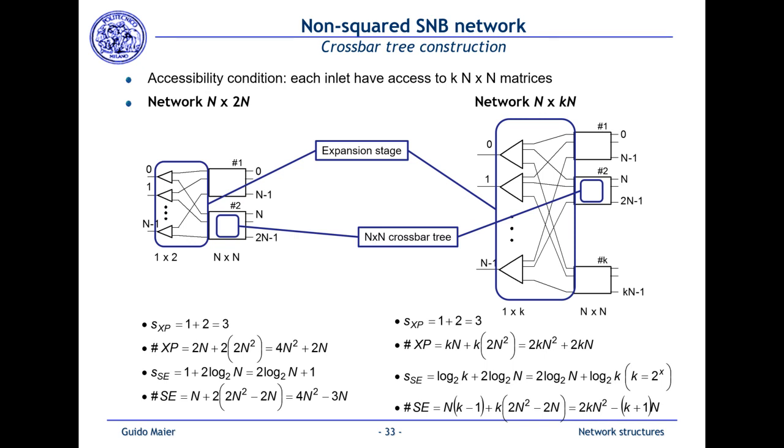In order to obtain these calculations, you have to use the cost of the n by n crossbar tree instead of the n by n crossbar.